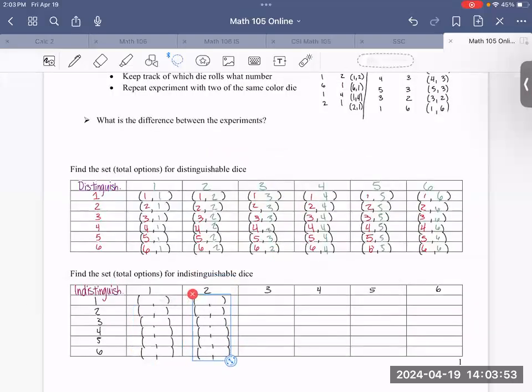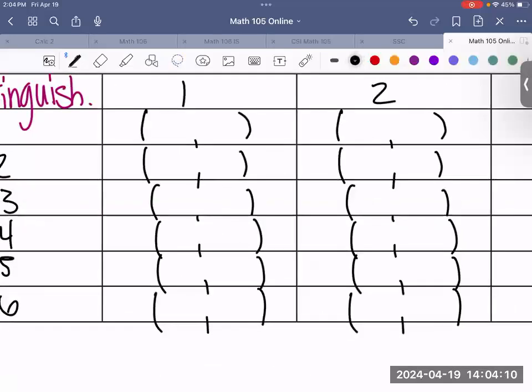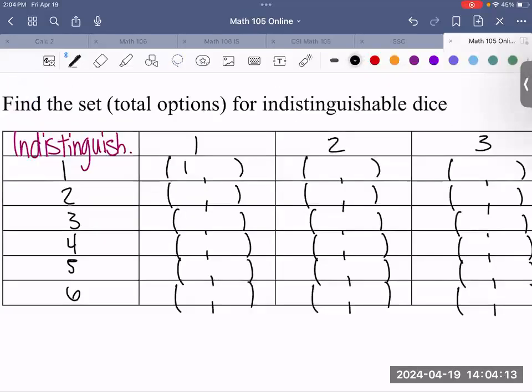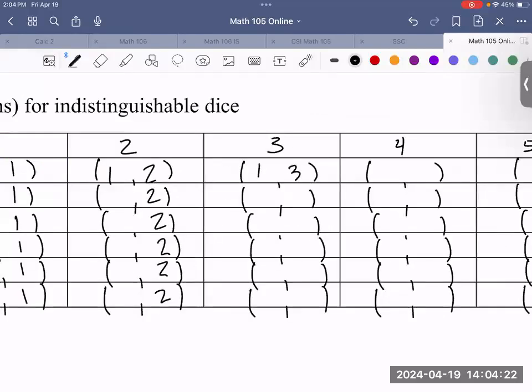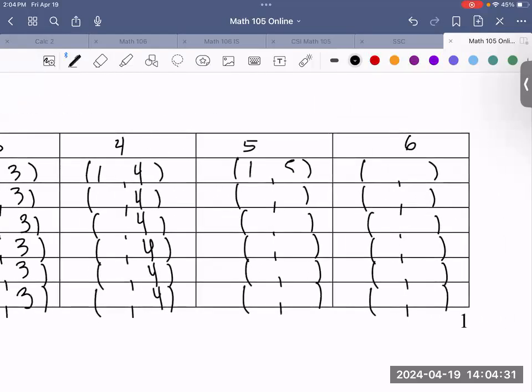Again, I might fill this out wrong. In class, it's easy to set this up. 1, 1, 1, 1, 1, 1, 1. 2, 2, 2, 2, 2, 2. 1, 3, 3, 3, 3, 3, 3. 4, 4, 4, 4, 4. 5, 5.